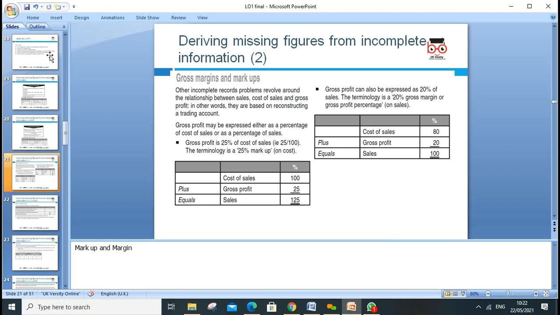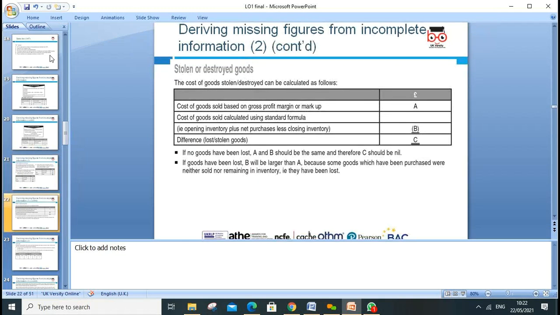Because margin means the gross profit is based on the sales value. And if we have markup, then we should say the cost of sales is 100% and the sales will be 125. If you bought it at 100, you should set the price at 125. So these are the terms we carry on using. Then we can make the adjustments if we need to for cost of sales, goods sold, gross profit margin, and any adjustment in the closing inventory.